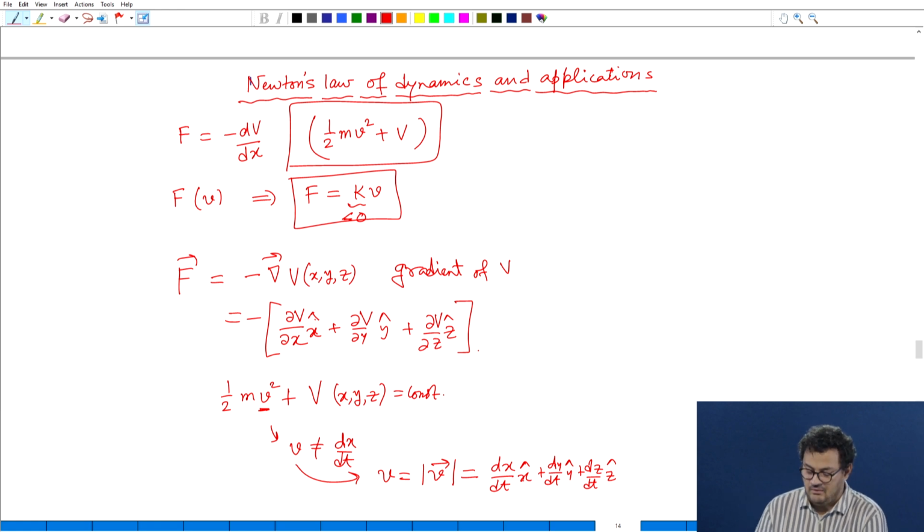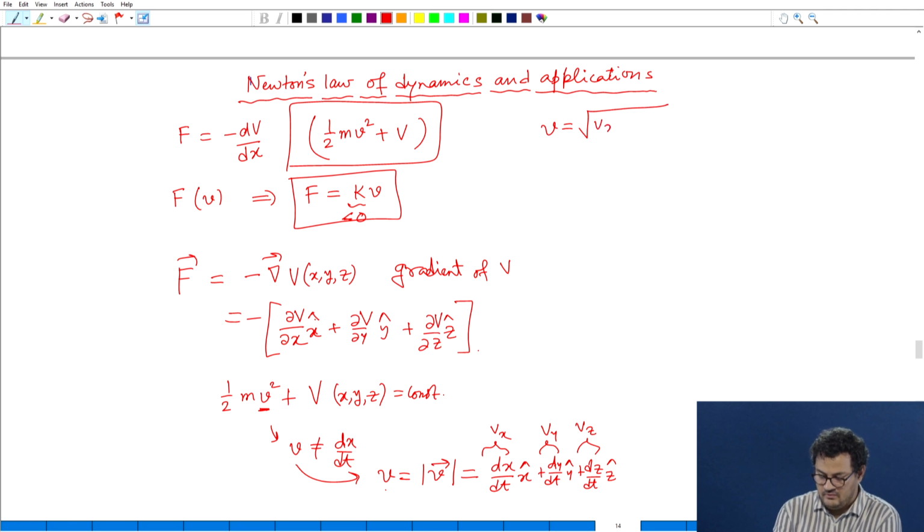So what is Vx? Vx is nothing but dx/dt, Vy is nothing but dy/dt, and Vz is nothing but dz/dt. And what is then V? V is nothing but the root over Vx square plus Vy square plus Vz square, that much we have.